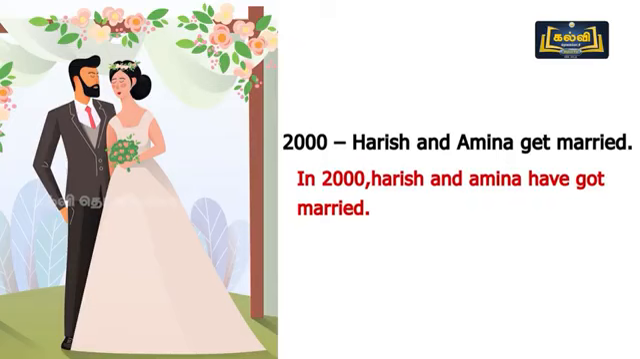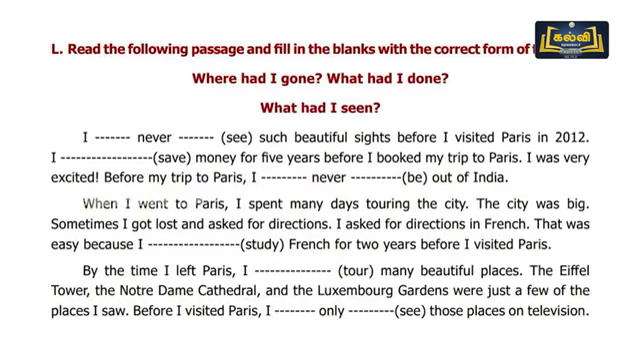Whereas in the sixth sentence, in 2000, Harish and Amina have got married. Here, Harish is a separate noun and Amina the next one. So here two nouns are represented. So, instead of has, you are using the auxiliary verb have. I hope it is clear for you children. Now, we shall move to the next passage.